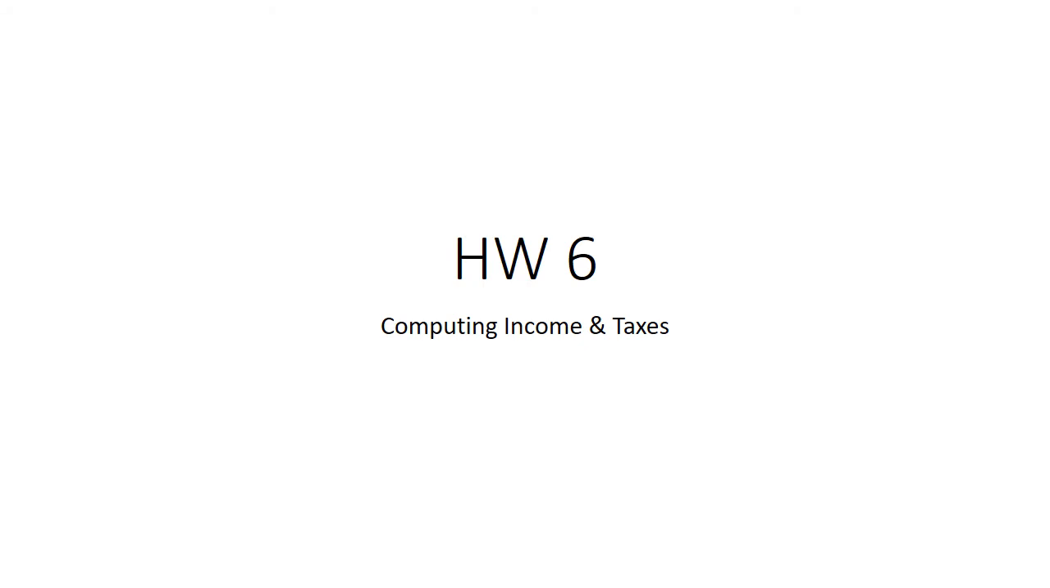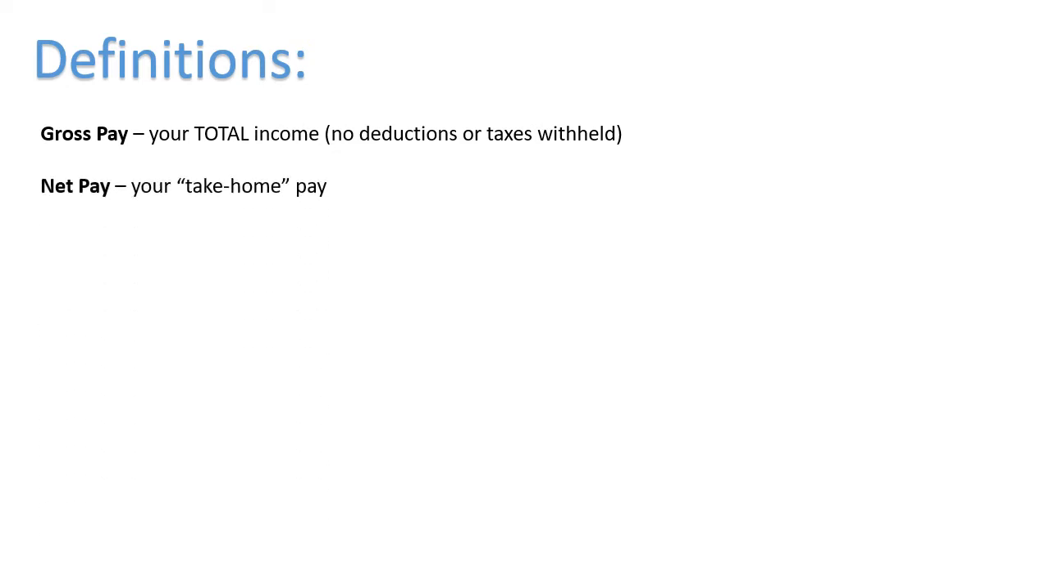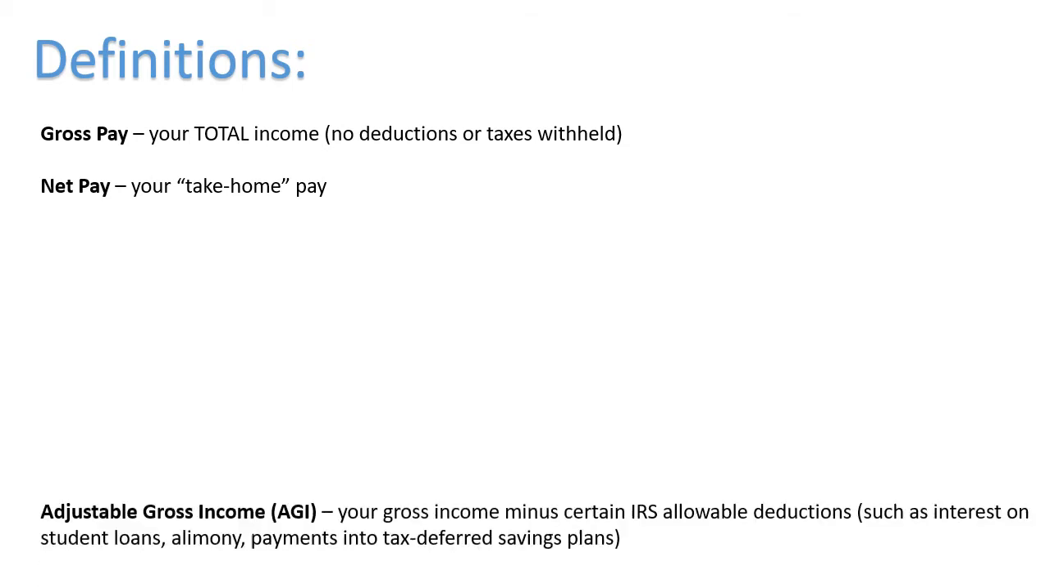Hello there. Let's talk about computing income and income taxes today. First, a couple definitions. Your gross pay is going to be your total income. That's with no deductions or taxes withheld. Your net pay is what we call your take-home pay. So that's your pay with the taxes subtracted.